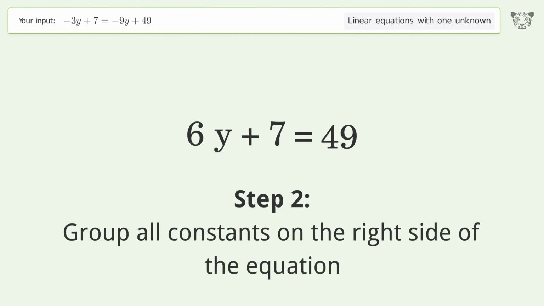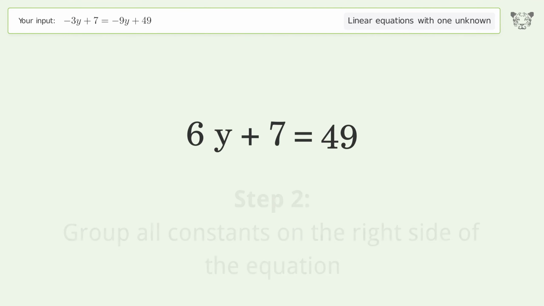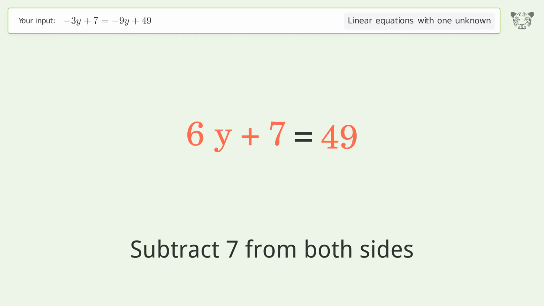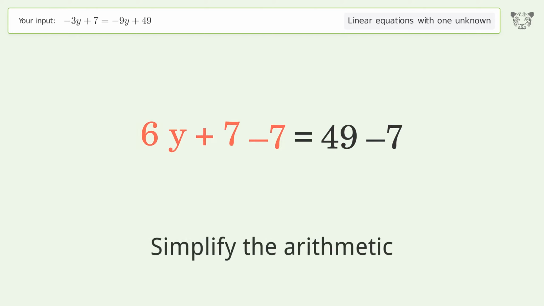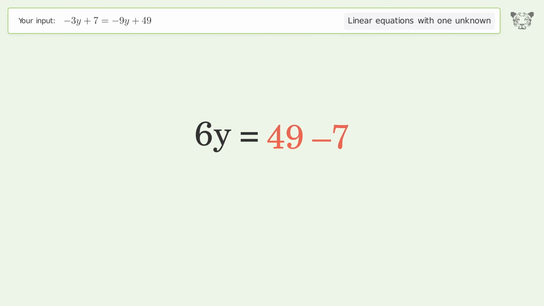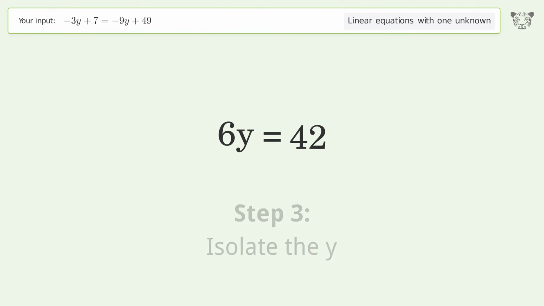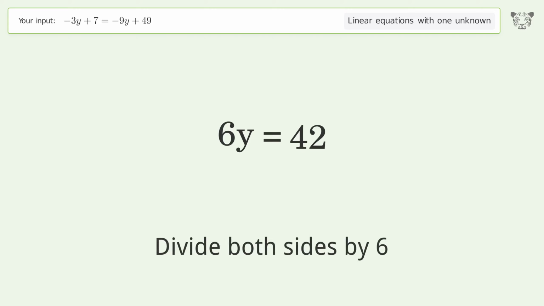Group all constants on the right side of the equation. Subtract 7 from both sides. Simplify the arithmetic. Isolate the y. Divide both sides by 6.